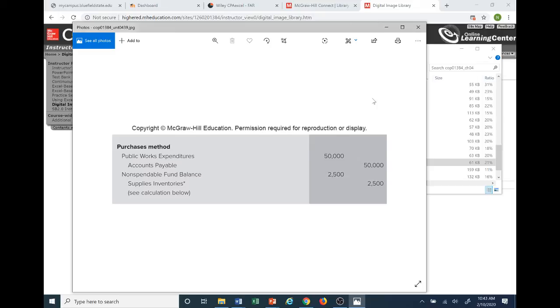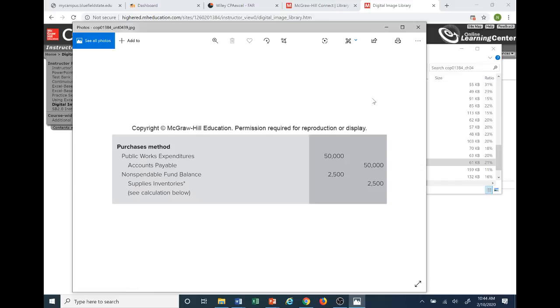Okay, and then obviously here we know for this one, if we have a non-spendable fund balance, say here at the bottom of 2,500 and the supplies inventory of 2,500, then what that is saying is that the supplies inventory actually decreased by $2,500. And the way we find that is because we have 4,500 beginning supplies inventory, right? And we know that the ending inventory is 2,000. So we just take the difference between the two, which is 2,500. So that's how much it's went down. That's the purchases method there.